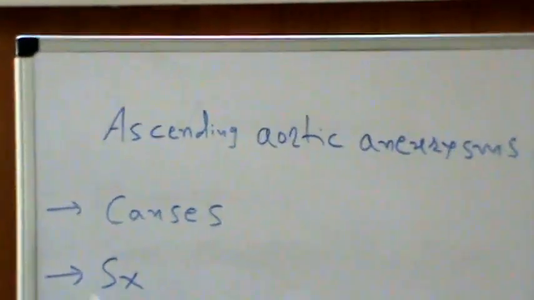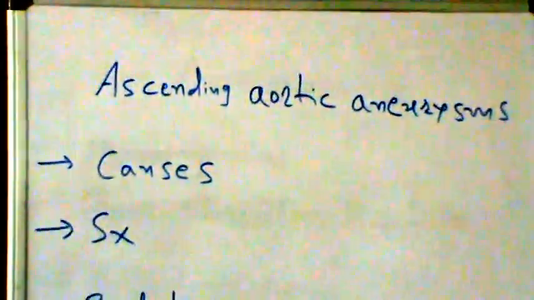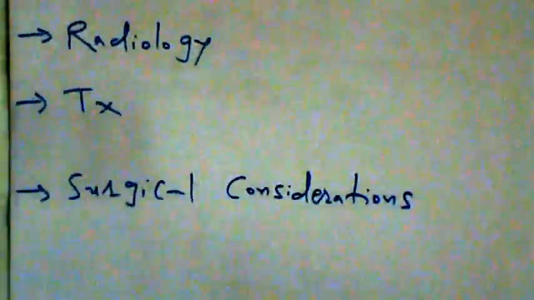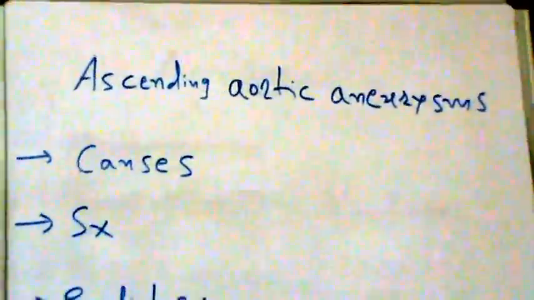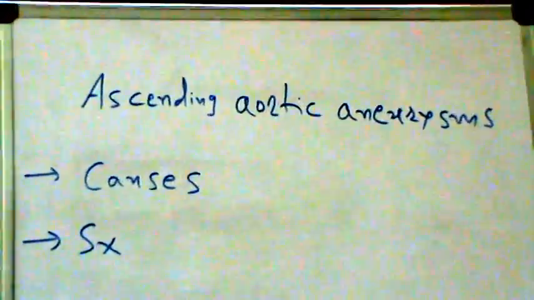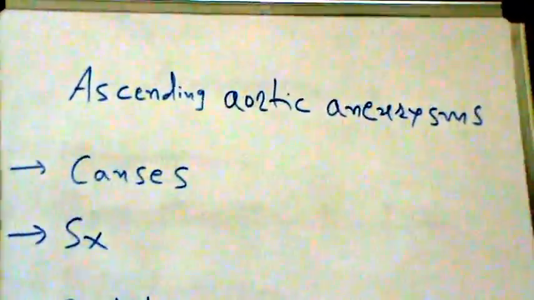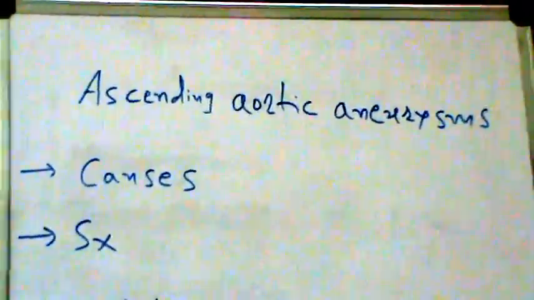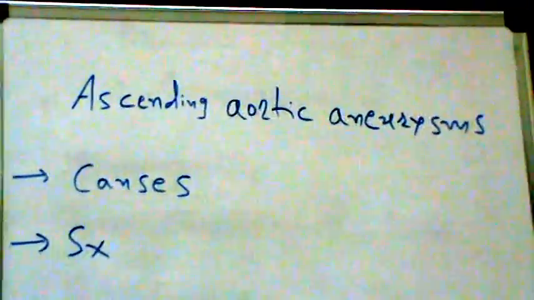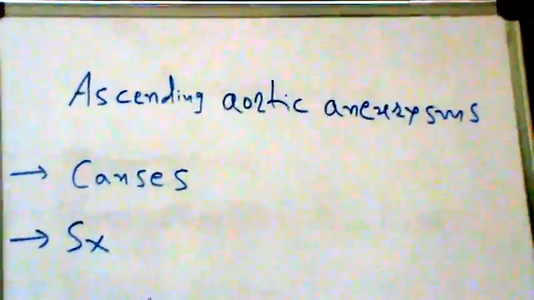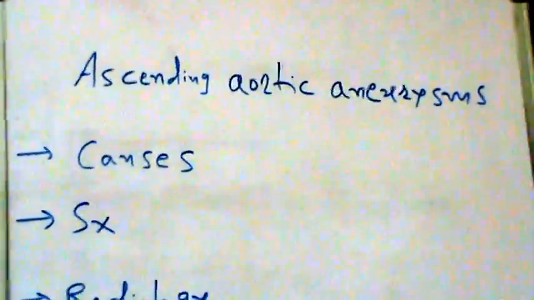Let's continue with the aneurysms, and in this session we will review ascending aortic aneurysms and the causes, symptoms, radiology, treatment and surgical considerations. Ascending aortic aneurysms are the second most common aortic aneurysm after abdominal aortic aneurysms. Most ascending aortic aneurysms are diagnosed in patients in their sixth and seventh decade of life. They are commonly diagnosed later in life and when the aneurysm is large. These aneurysms are located above the heart and can cause the aortic valve to leak.